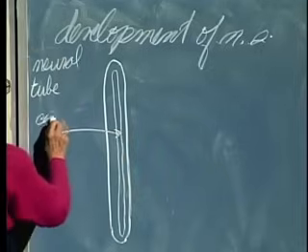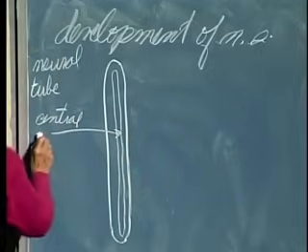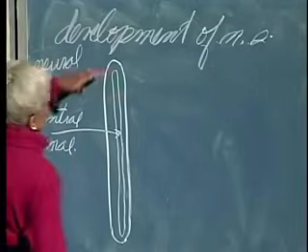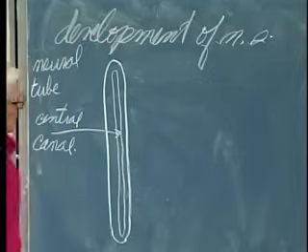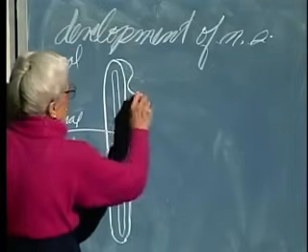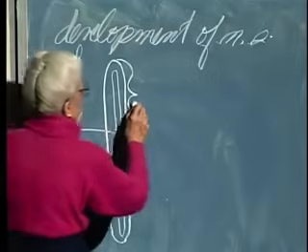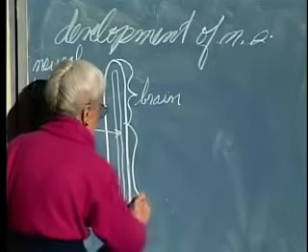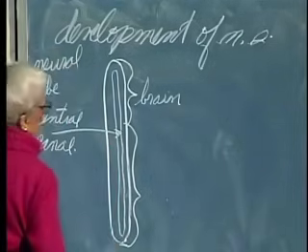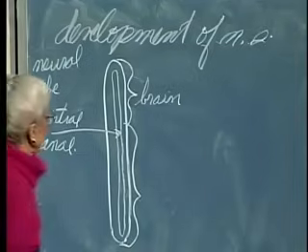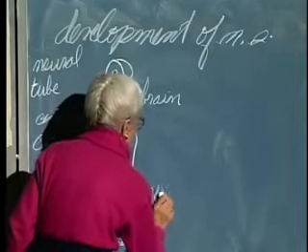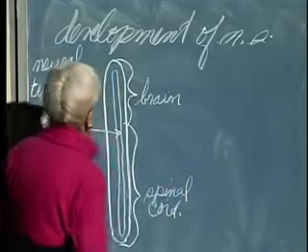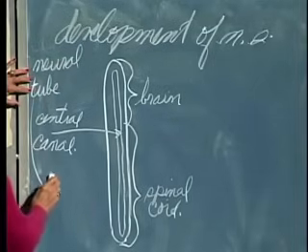That's our central canal. This is the head end, tail end. This end is going to form your brain. So what's the rest of all of this going to form? Spinal cord, sure. Your whole CNS. So the neural tube develops the CNS.